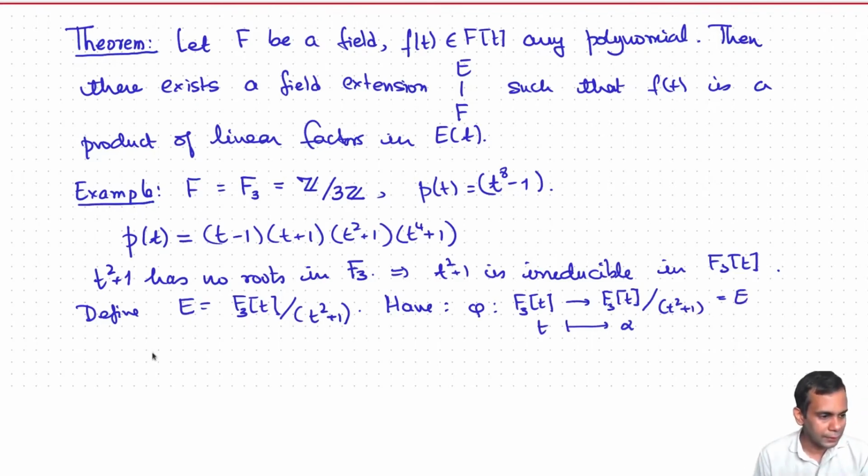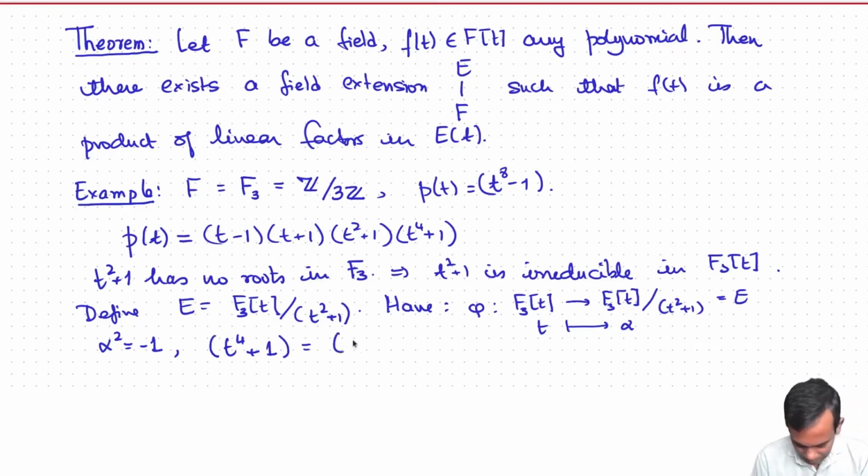Then what we have is that alpha squared equals minus 1, because alpha squared plus 1 is 0 by design. And so what we have is that t to the power 4 plus 1, this last factor here, is equal to (t squared plus alpha) into (t squared minus alpha).